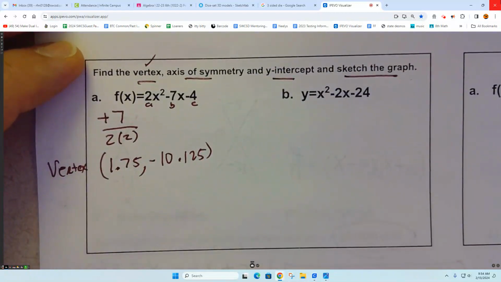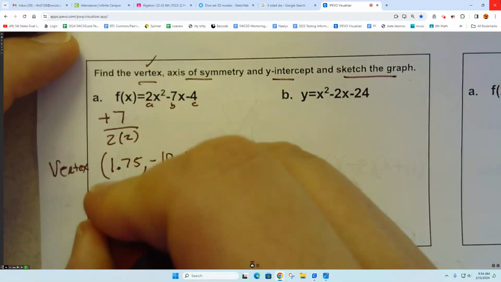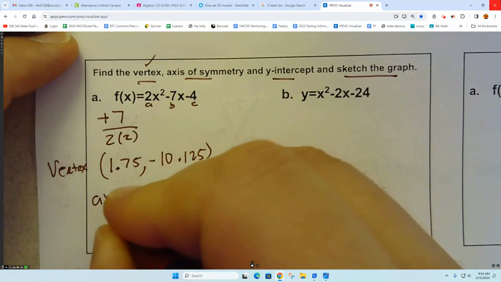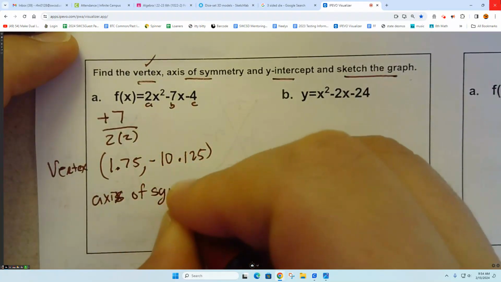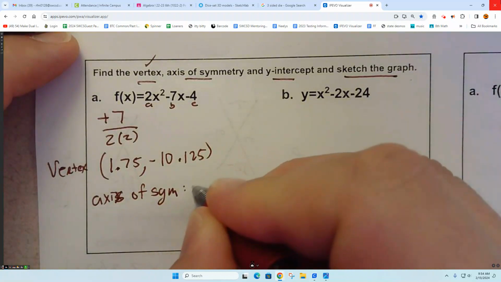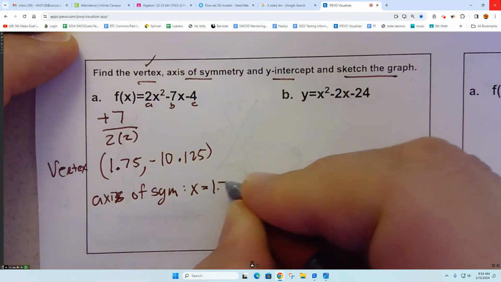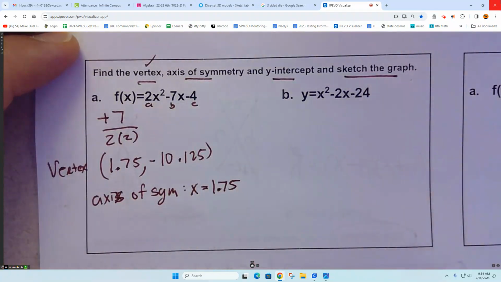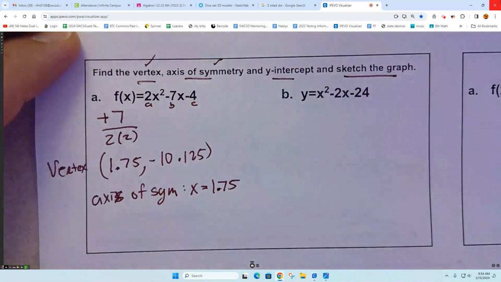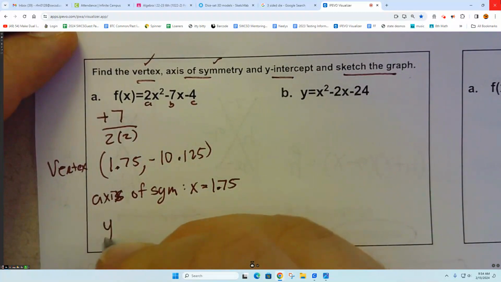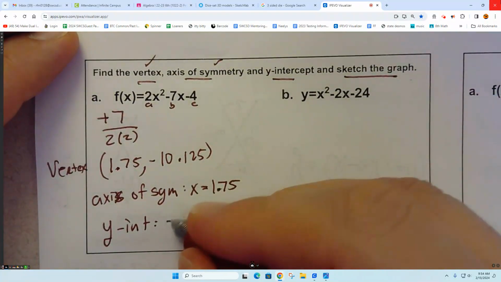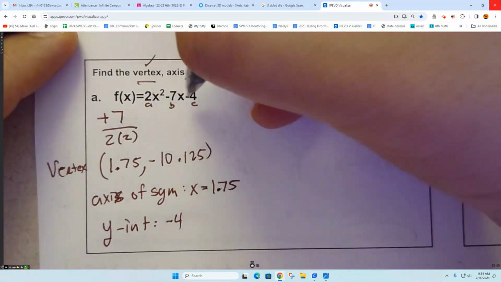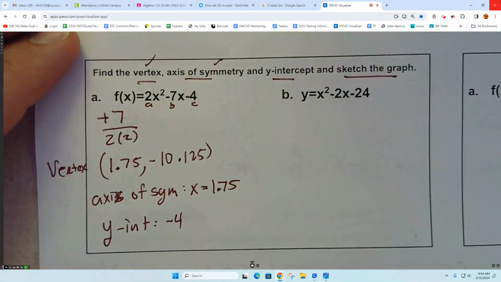If we wanted to, I could now say my axis of symmetry. Now be careful, it's an equation. It's x equals, because x equals means the line that goes through that. So I got that done. My y-intercept is negative 4, because I plug in 0 here and here, and all that's left is that c.